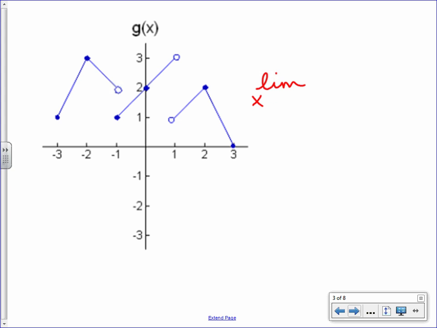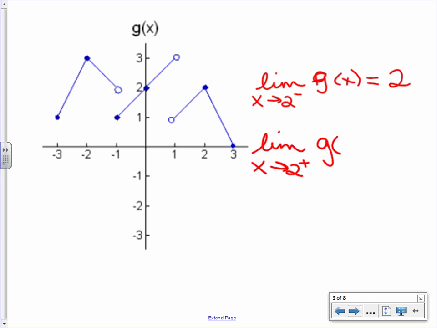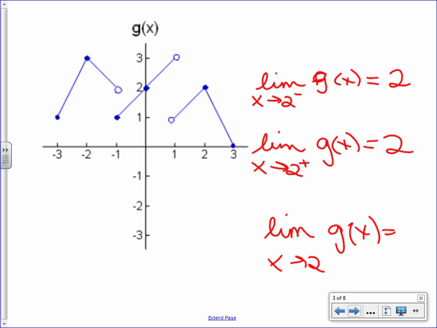What's the limit as x approaches 2 from the left side? From the left side of 2, we're approaching 2. What's the limit as x approaches 2 from the right side? So what's the limit as x approaches 2? 2. If the right hand and left hand limit are the same, then that's what the limit is. Correct?